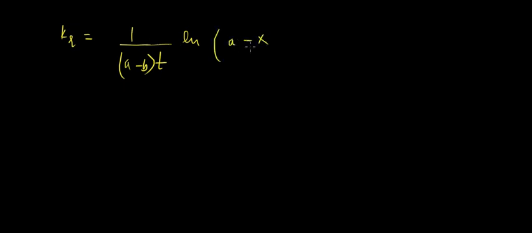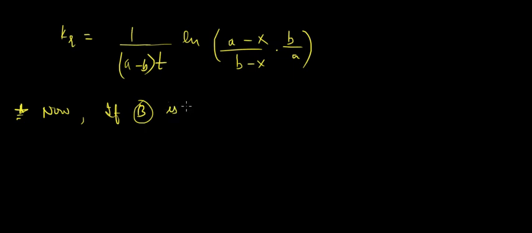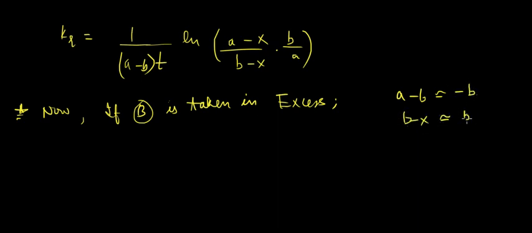Okay, hi guys. So we'll be continuing on seeing more on second order kinetics. So far we have seen that Kr equals 1 upon (a minus b)t ln (a minus x) divided by (b minus x), multiplied with b upon a. So now if b is taken in excess, then we can write that a minus b would be minus b and b minus x would still remain b.